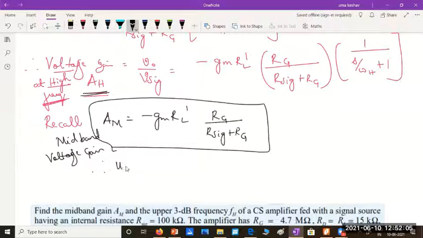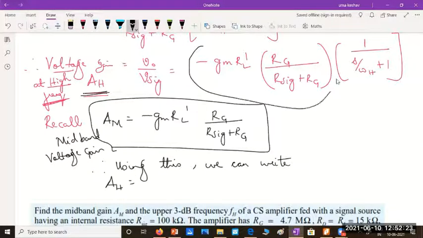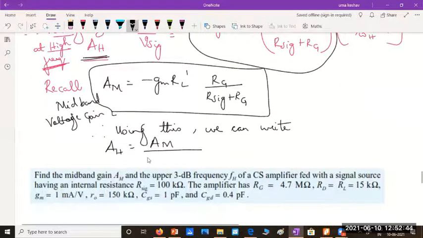Therefore, using this, we can write the gain at high frequencies, AH, in terms of this. I can combine this whole thing, minus Gm RL dash Rg divided by Rsig plus Rg, which is nothing but AM. So this can be written as AM into 1 by S by omega H plus 1, or AM divided by S by omega H plus 1.